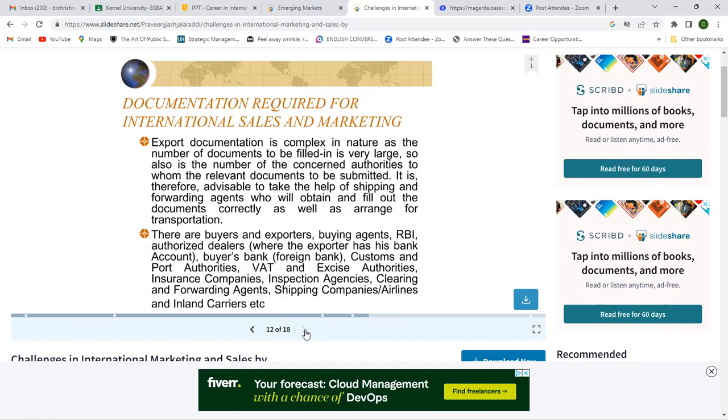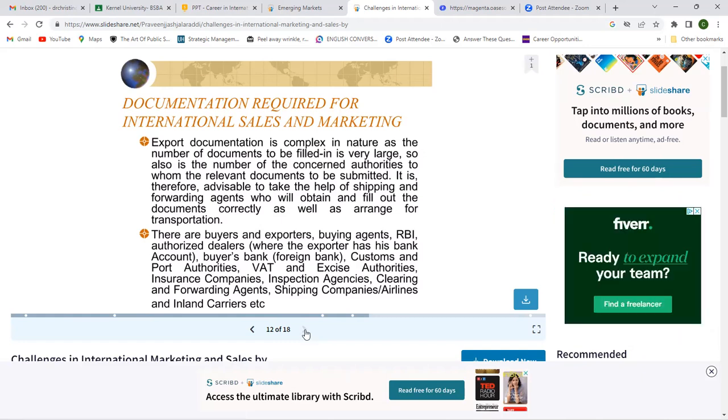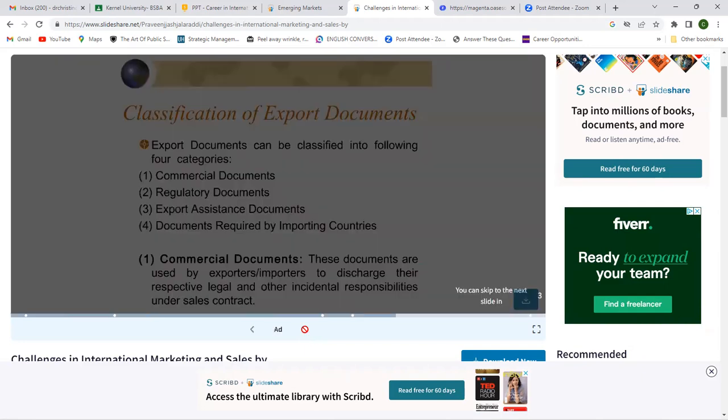Export documentation is complex in nature, as the number of documents to be filled in is very large, and so is the number of concerned authorities to whom relevant documents are to be submitted. It is therefore advisable to take the help of shipping and forwarding agents who will obtain and fill out the documents correctly, as well as arrange for transportation. The parties involved are buyers and exporters, buying agents, RBI, authorized dealers, the exporter's bank, port authorities, VAT and excise authorities, insurance companies, inspection agencies, clearing and forwarding agents, shipping companies, and airline and inland carriers, etc.